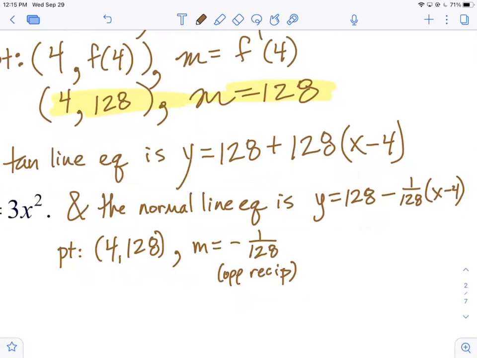And in point-slope form, the only noticeable difference in the two forms is the slope. But bear in mind that they do, in fact, have different y-intercepts, right? We talked about that as well. If you were to distribute the 128 or the negative 1/128ths, you would get a different constant, okay?